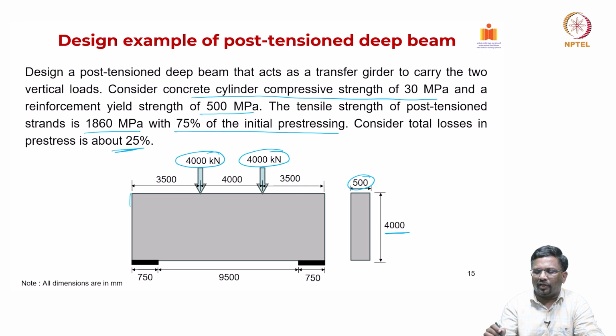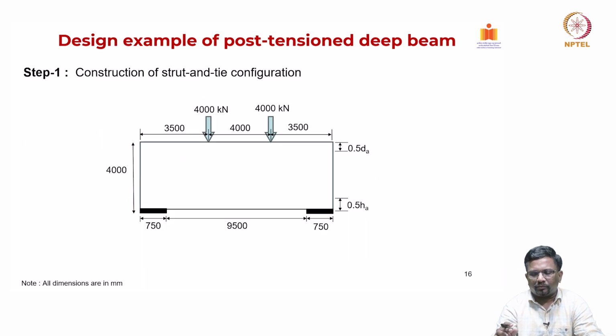Now, we need to design this beam, particularly we need to find out what should be the amount of post tensioning reinforcement that is required. In addition to that, we also need to put some horizontal and vertical reinforcement as per the code provision, so that the struts and ties are not going to fail in an abrupt manner. Let us look at it step by step.